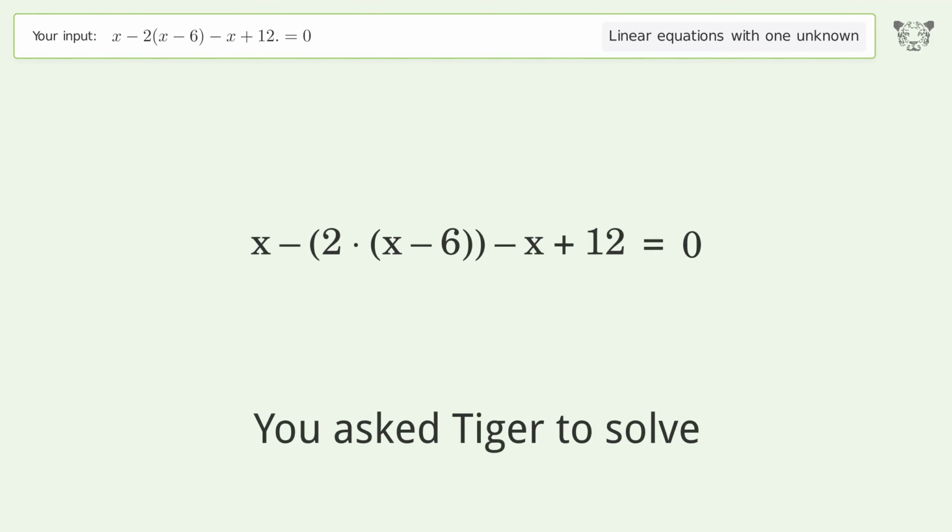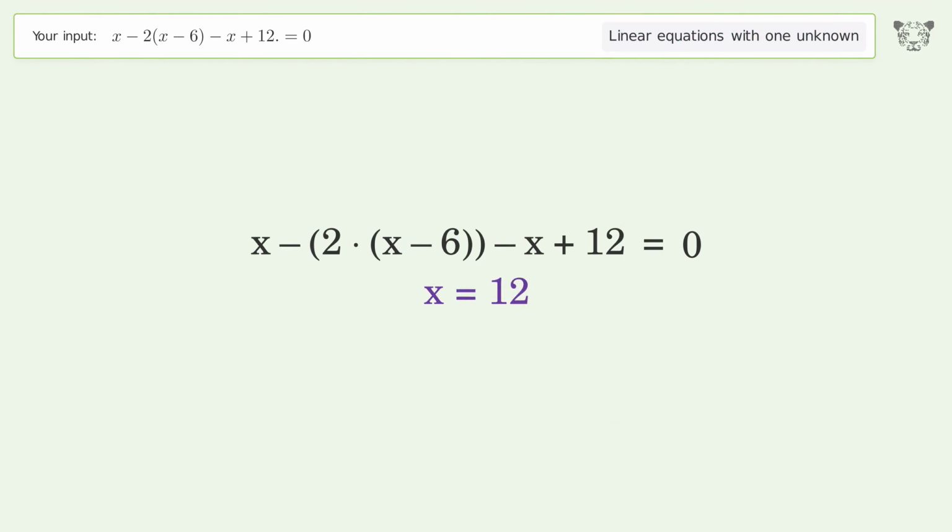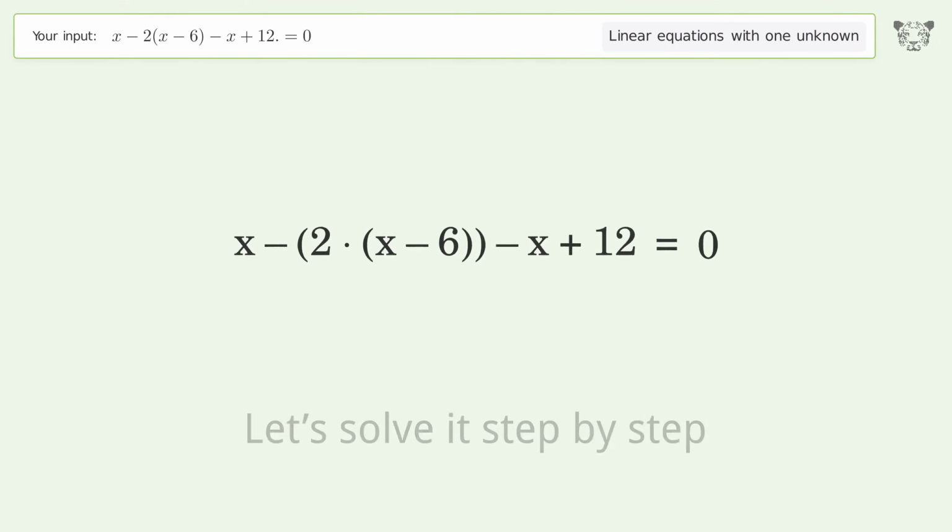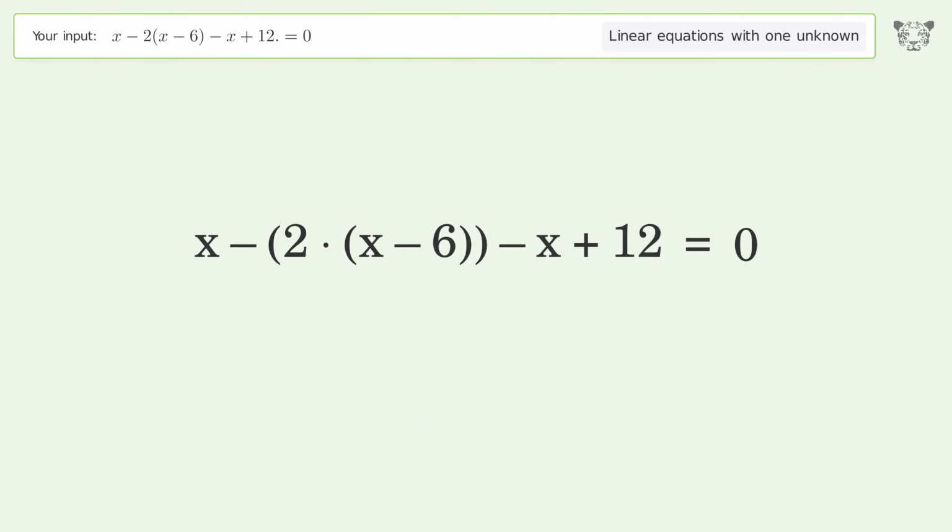You ask Tiger to solve. This deals with linear equations with one unknown. The final result is x equals 12. Let's solve it step by step. Simplify the expression. Group like terms.